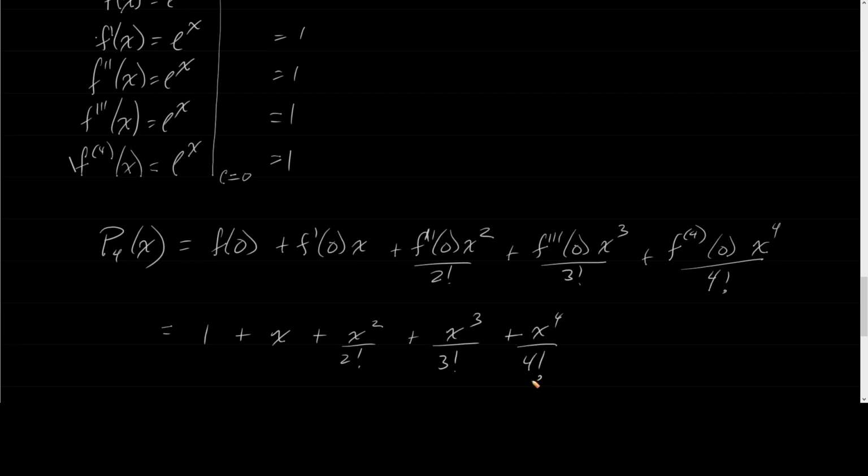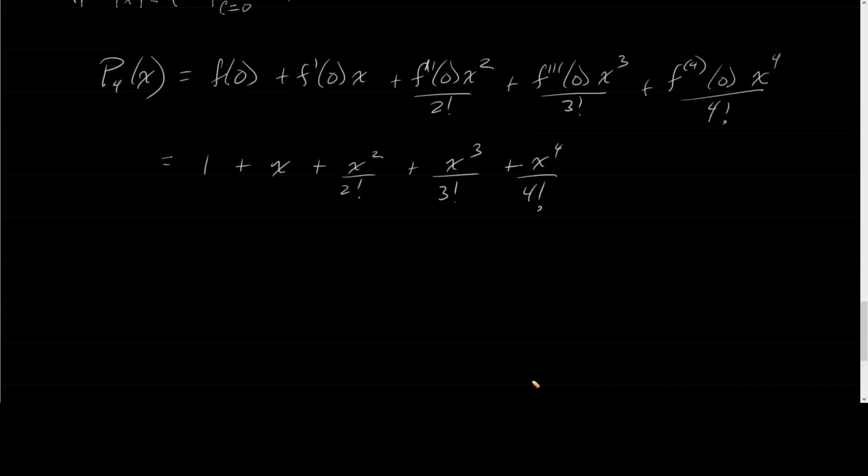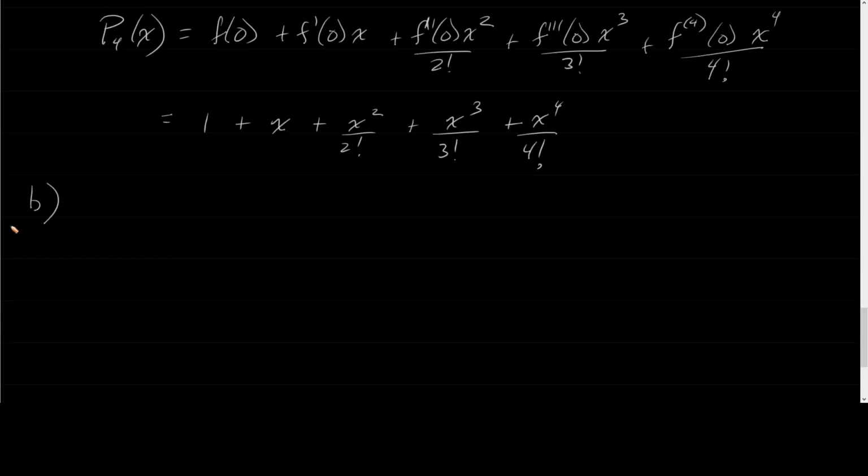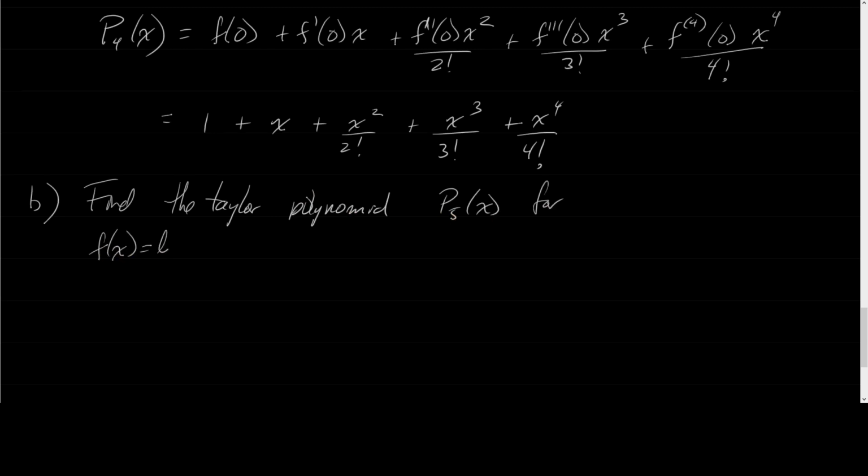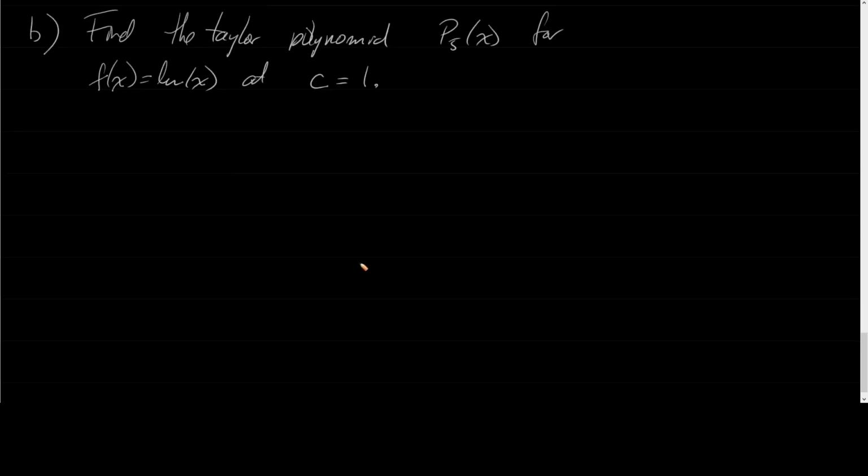Let's do another one. Let's say that I said find the Taylor polynomial p sub 5 of x for f of x equals ln of x at c is equal to 1. So we're centering this at 1.